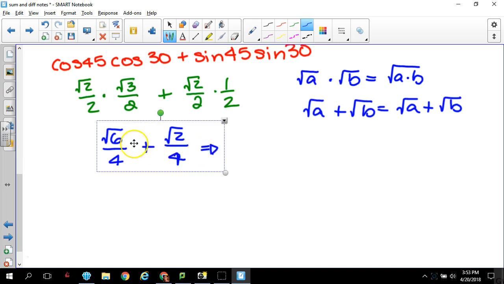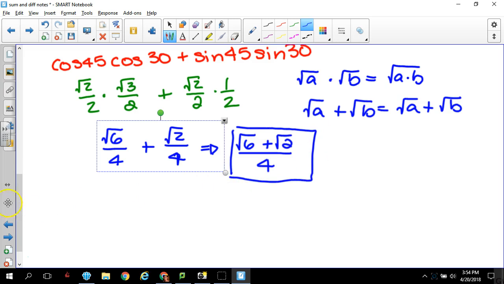Then I just combine these because, just like I said, when I'm adding them together I can't change that, but I need to put them over the same denominator to make it look clean. So now I have square root 6 plus square root 2 over 4. That right there is my final answer. That is exact for cosine of 15.